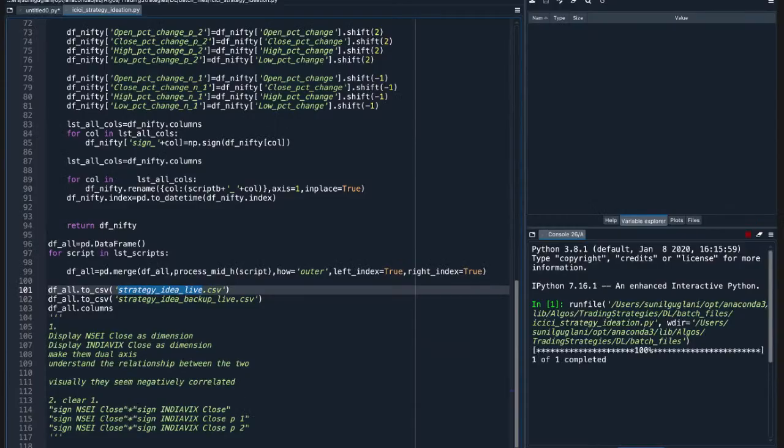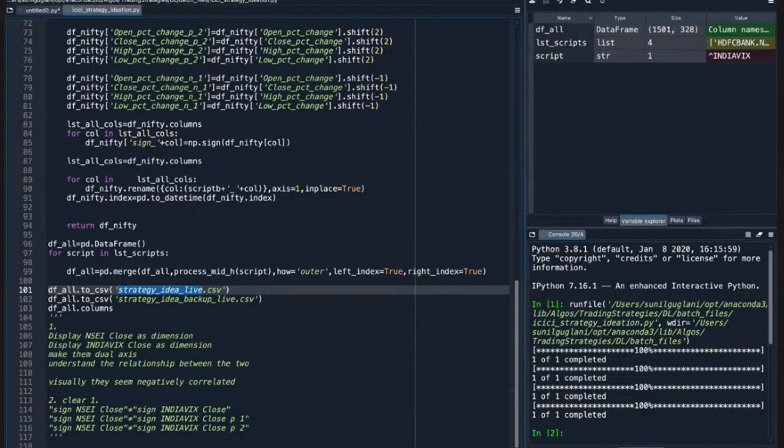Sure. So I'm running the script here. By any chance, can we see this strategy idea live Excel? Yeah, after the script runs. So the data is stored in the data frame called df4. Anyway, when it is loaded in Tableau, it will be visible there. So I will show the data to you there. Sure.